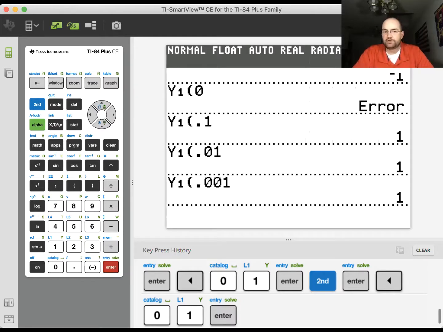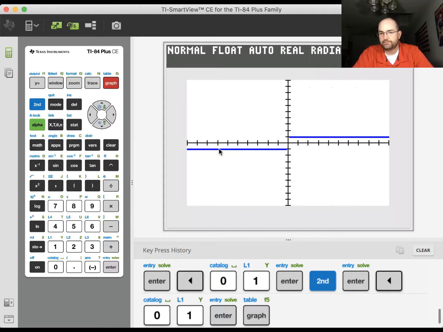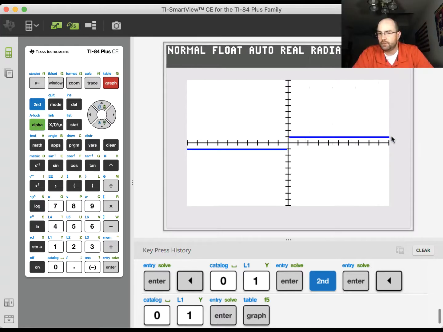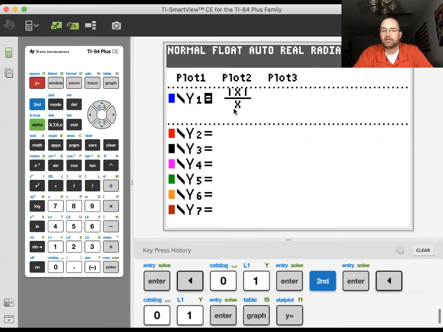So basically what's happening here is what the graph looks like. When you're to the left of 0, the y value is negative 1 the entire way. When you're to the right of 0, the y value is positive 1. And the reason this is happening is because we have the absolute value of x divided by x, in other words, the magnitude of x divided by x. So we're always going to get either 1 or negative 1. It just depends on if x is positive or negative.